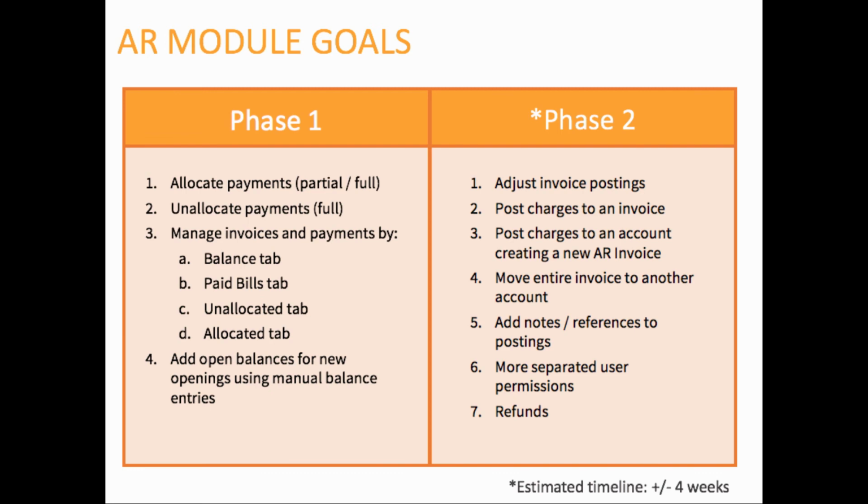Not to cover these in any great detail, but things that are going to come in that second phase, in, like I said, 3-4 weeks, is the ability to directly adjust invoice postings in AR. So if you have a bill that is $350 and you need to adjust it down $45 to make it $305, if my math was correct there, you'll be able to do that. We'll be able to post charges and add additional items to an invoice.